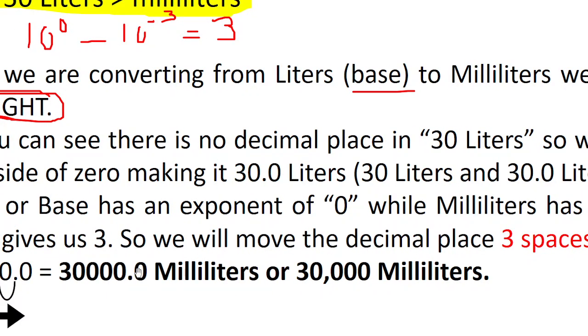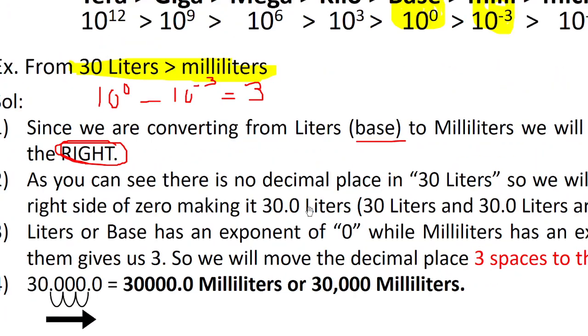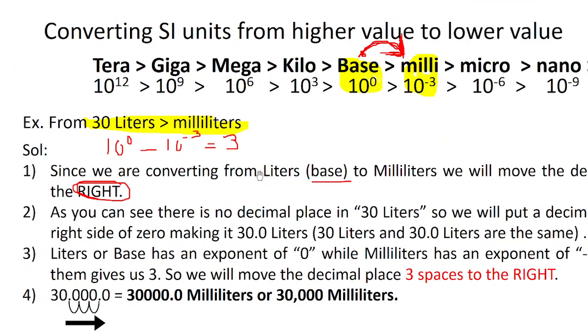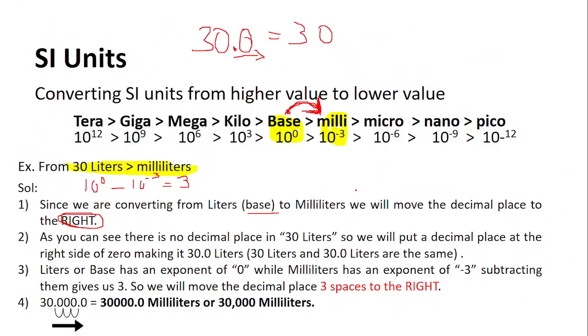Again, you can remove the 0.0 in your final answer. It's the same in class. But again, do not forget to put the label, which is milliliters in this example. Okay? So, that is how we convert from a higher to a lower value.